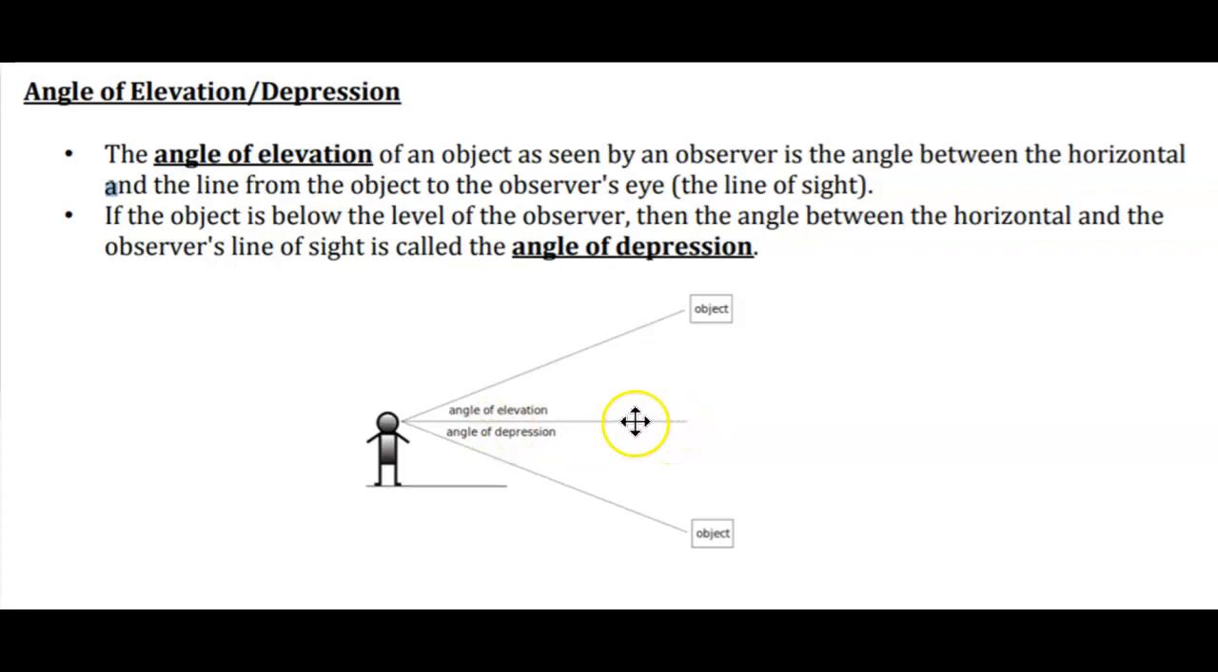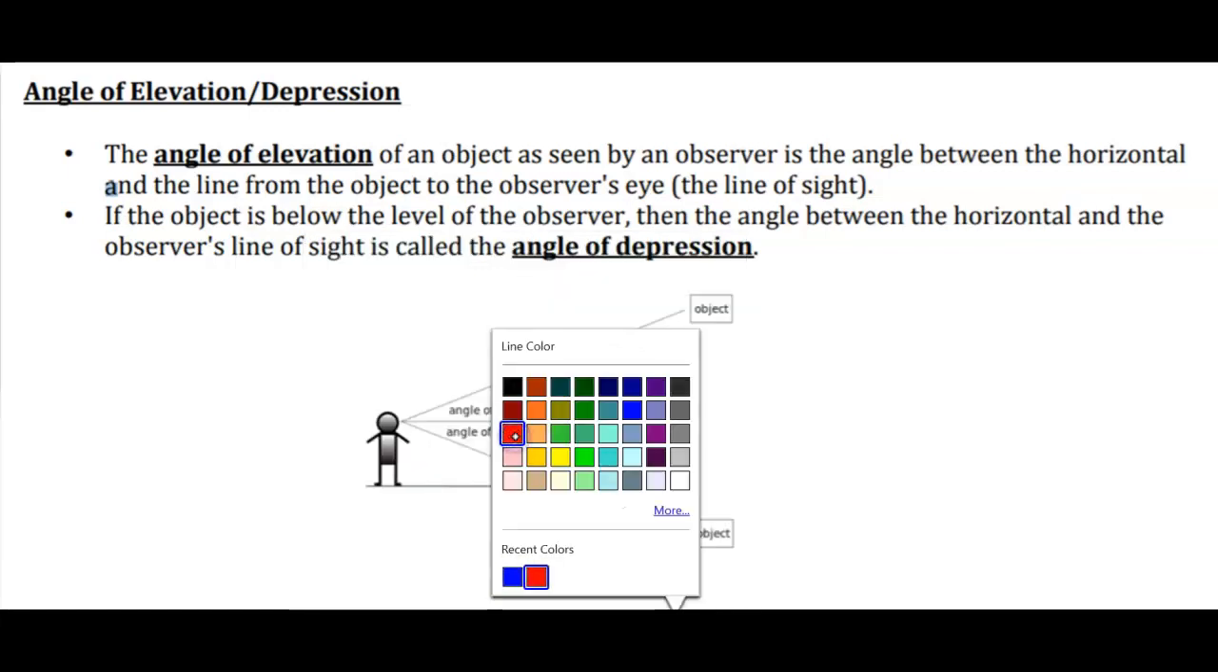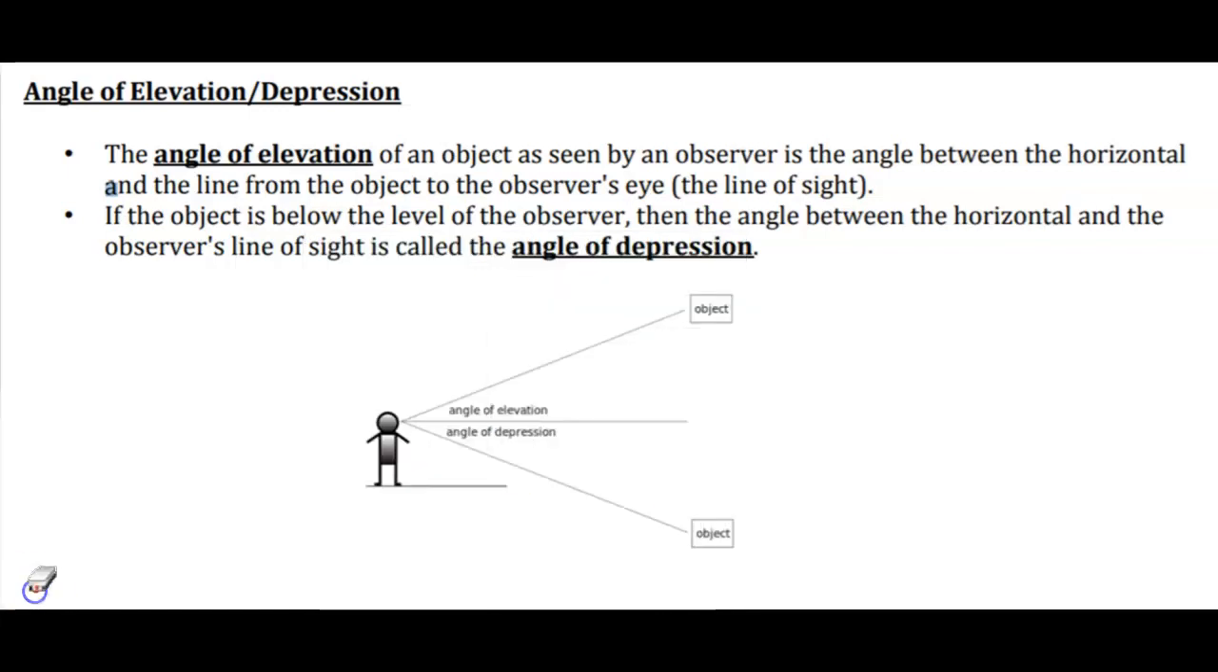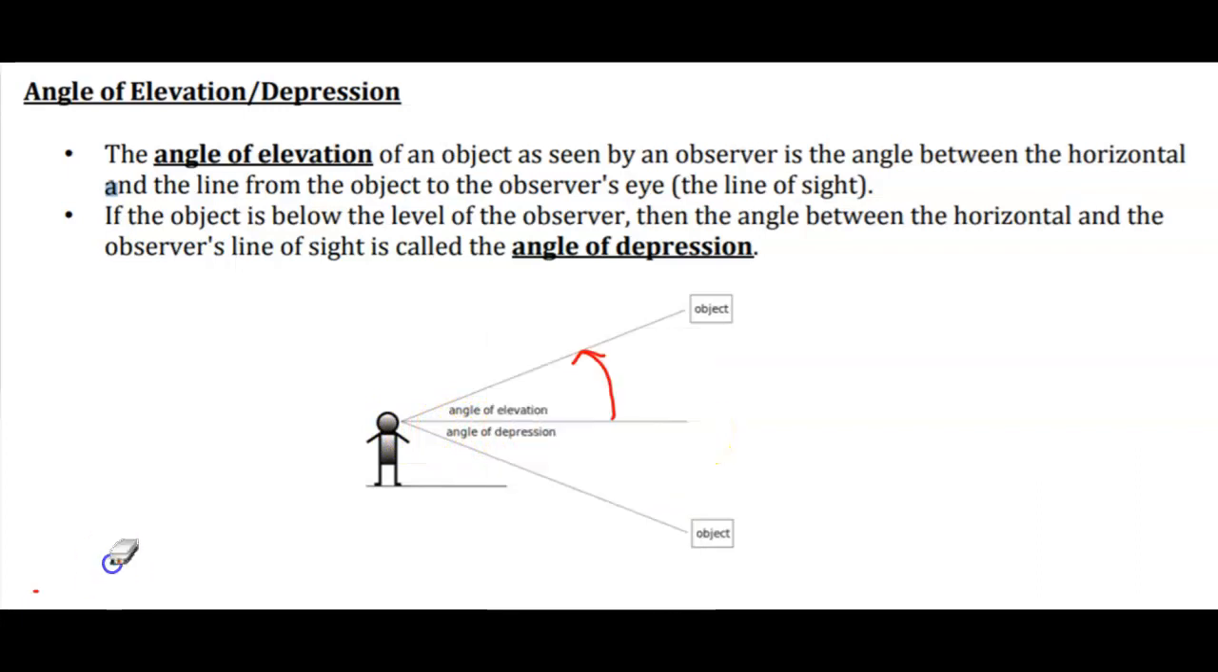Anytime that you have to look up from that horizontal, the angle that you have to look up at is going to be your angle of elevation. So going from the horizontal up, this is my angle of elevation. And anytime you have to look down from the horizontal to see something, from here down, that would be my angle of depression.